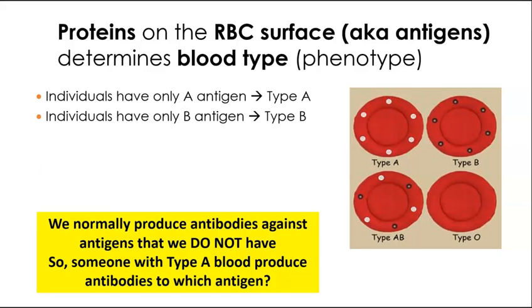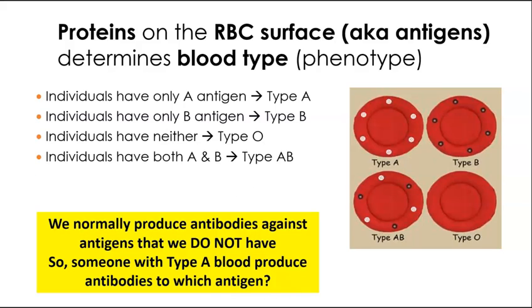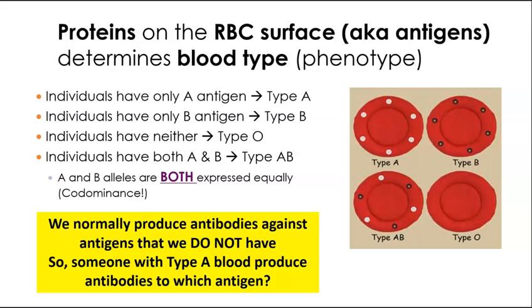Individuals with only type B blood have the B antigen on the surface of their red blood cells. And individuals that have neither A antigen nor B antigen on the surface of their red blood cells are type O. And then we have individuals that have both A and B antigens on the surface of their red blood cells. We know that these individuals have type AB blood. So A and B alleles are both expressed equally, an example of codominance.